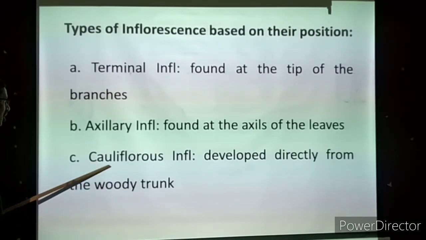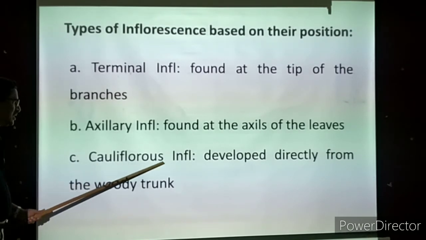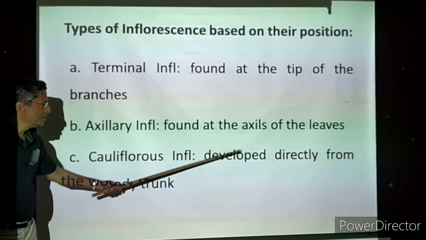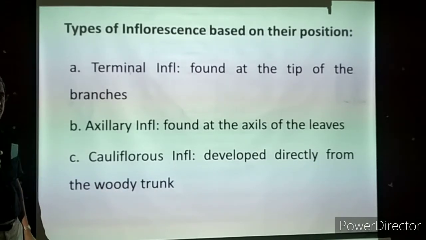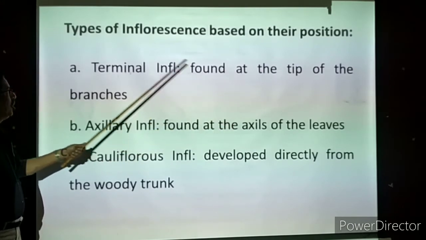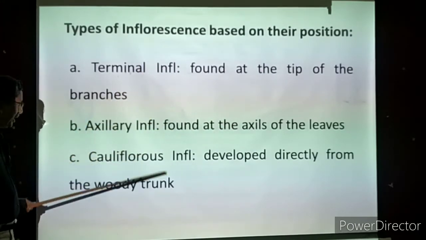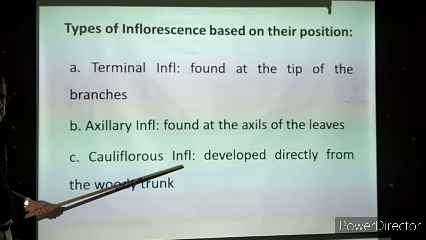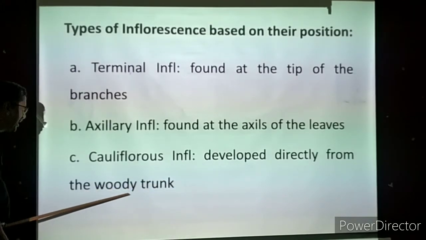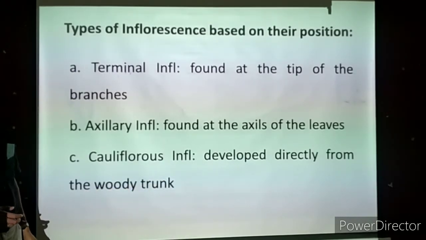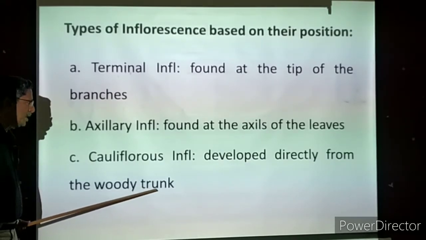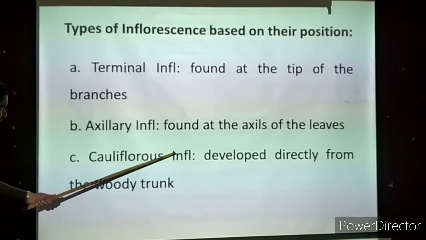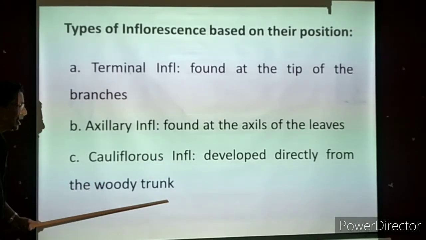Next one is cauliflorous inflorescence, C-A-U-L-I, cauliflorous inflorescence. They develop directly from the woody trunk. Normally the inflorescence will be in the axil of the leaf or at the tip of the branch. But in this cauliflorous inflorescence, the bunch of flowers is directly attached to the woody trunk. Normally flowers will not be seen on the woody trunk, but rarely in some plants, the bunch of flowers, that is the inflorescence, arises from the woody trunk of the tree.